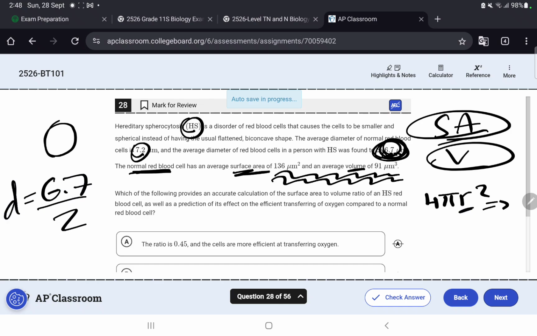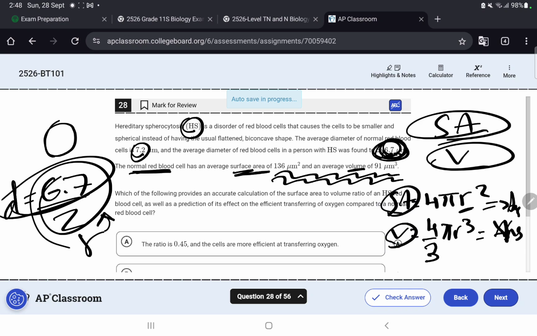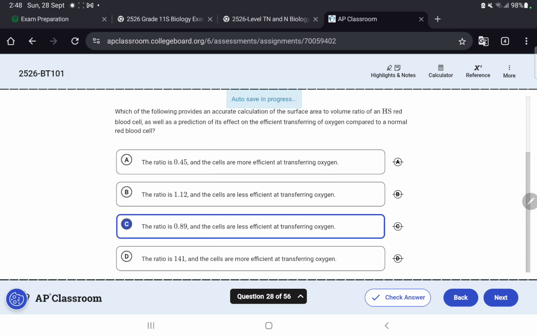This is the diameter. The r is 6.7 over 2. Diameter is just 6.7. So you plug in, you find the answer, which will be surface area. Then volume is 4 over 3 pi r cubed. The answer is volume. Now you have surface area and volume. When you divide these two together, you will get 0.89, which is the only correct number.